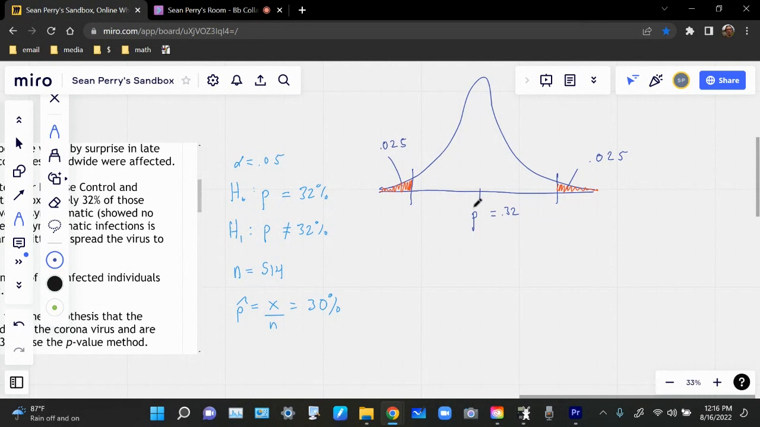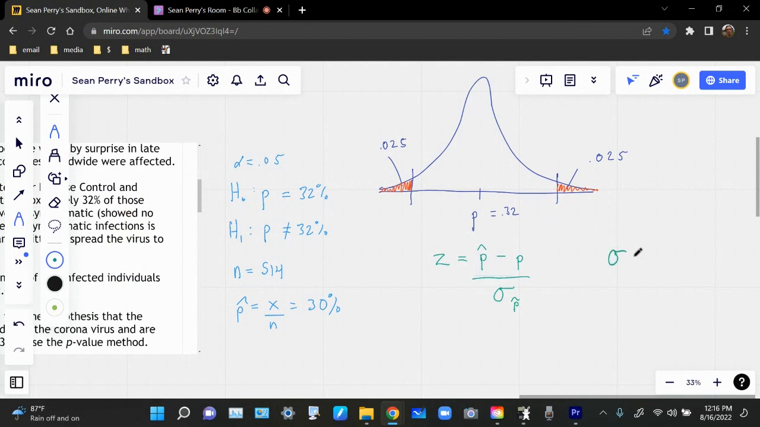So first, let's calculate our test statistic. So notice that we have a large sample and we're dealing with a proportion, so we're going to be using the z-score. And as usual, z-score is the difference between our sample's value minus the population parameter divided by the standard deviation of the sampling distribution.